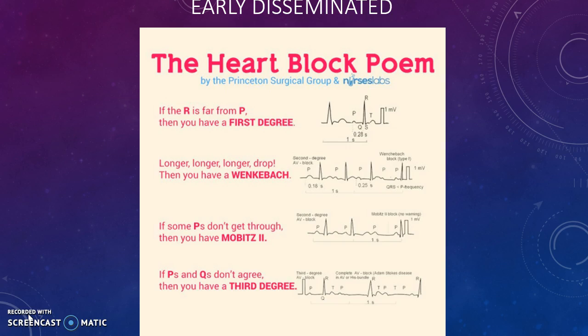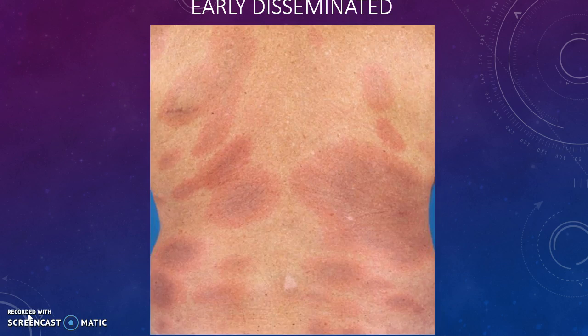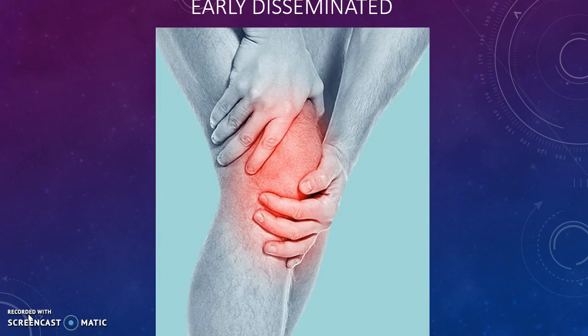Treatment reverses the block in time, meaning a permanent pacemaker is not necessary. A fourth issue is multiple annular lesions, or in other words, multiple erythema migrans lesions. The fifth issue is associated with late disease as well, which is the migratory arthralgias.